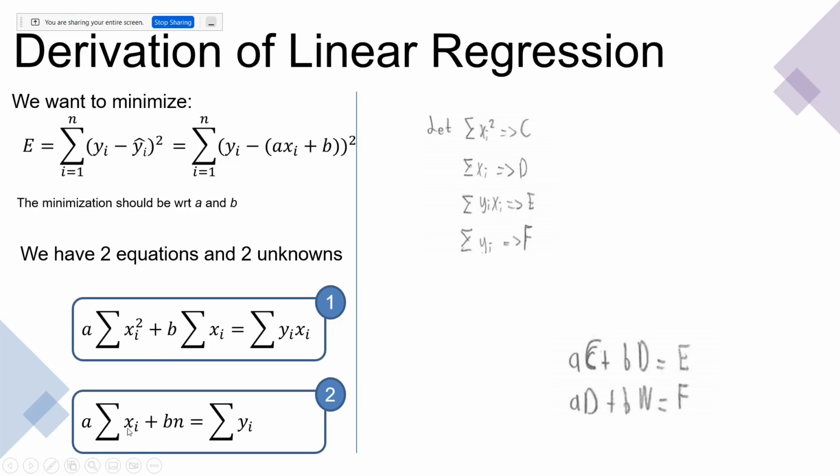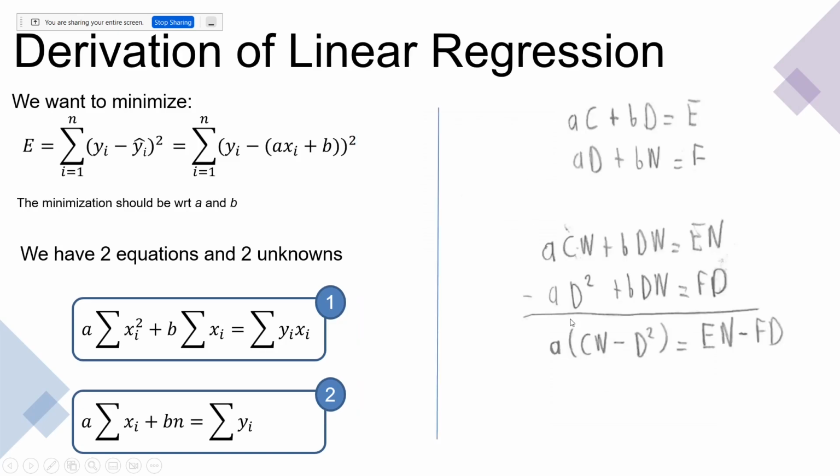We had the sum of xi's, which was d, which means this part of this equation is a times d, and this is basically b times n is equal to the sum of yi's. We didn't have a name for the sum of yi's, so we will call it f. So the second equation becomes this one. Now we have a simpler equation. We have two unknowns, a and b, and we would like to solve the equations for a and b, and we have these definitions: c, d, e, and f.